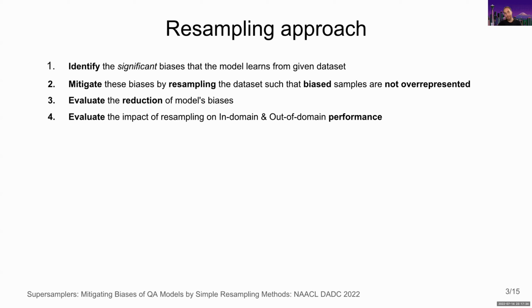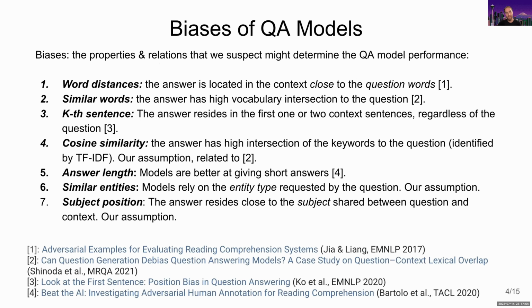This resampling is also the methodology of our DADC track 2 submission, which I will mention more in the future slides too. Eventually, we evaluate the impact of the debiasing by resampling by again measuring the model bias and by the change of the model's in-domain and out-of-domain performance.